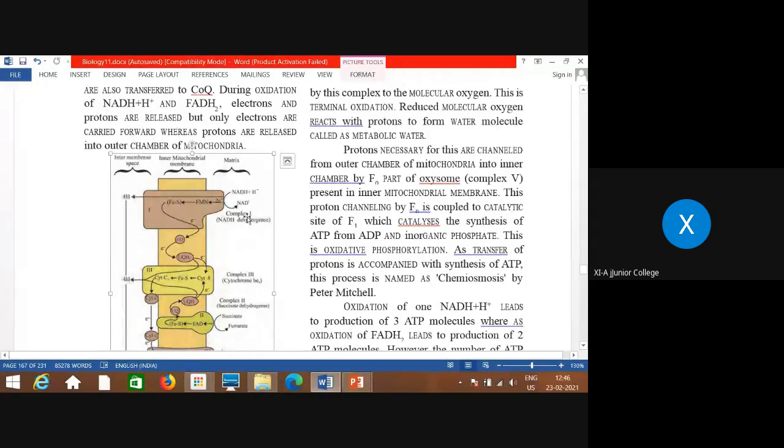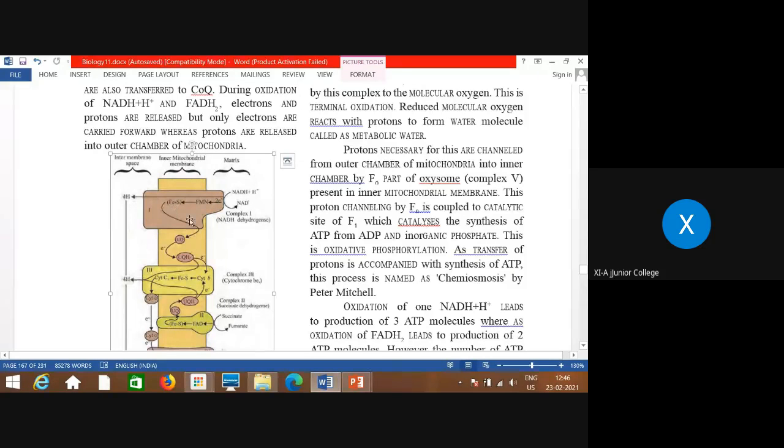Okay, so this is the first complex. Then these electrons are accepted by FMN, flavin mononucleotide, where the energy released during this transfer is stored in the form of ATP. That means from ADP and Pi, ATP is produced. This is the first ATP produced here.